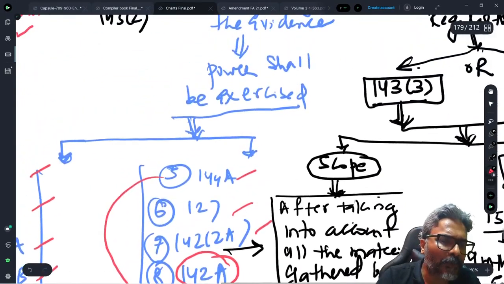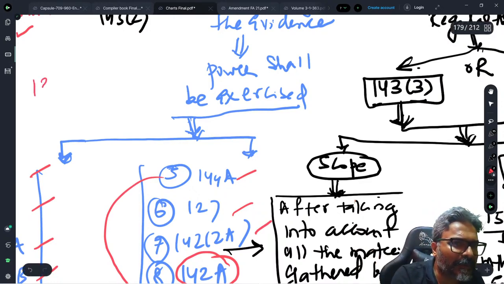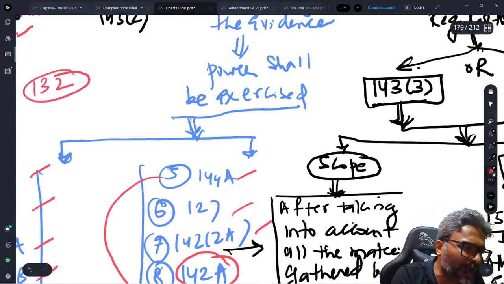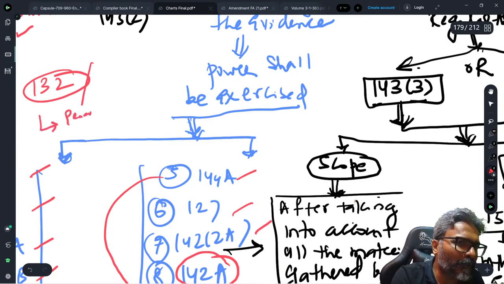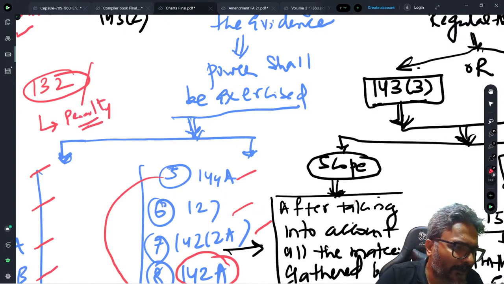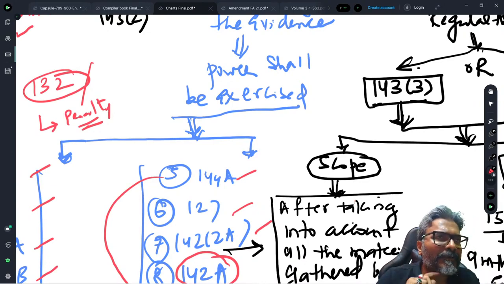Fine. Now, students, tomorrow I'm going to start with one last power which is left, the power of search, 132. So I'll do 132, the power of search, and then I will move to penalty. So tomorrow morning, 7 o'clock, I'll do these two things: the penalty topic and 132, search. This is what will be the agenda for tomorrow's session, students. Did you all get this one?